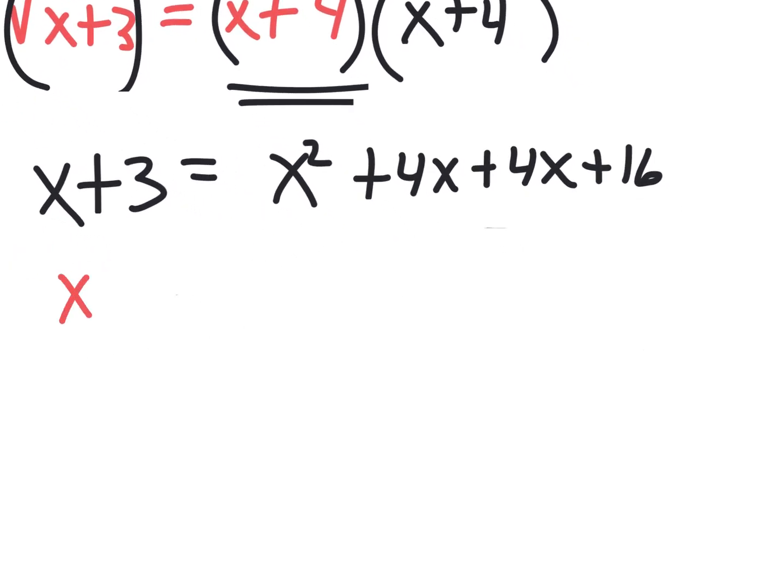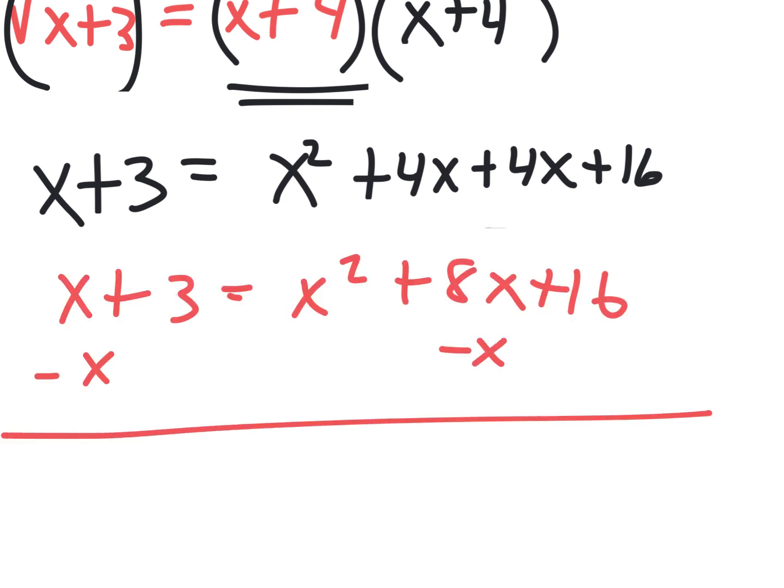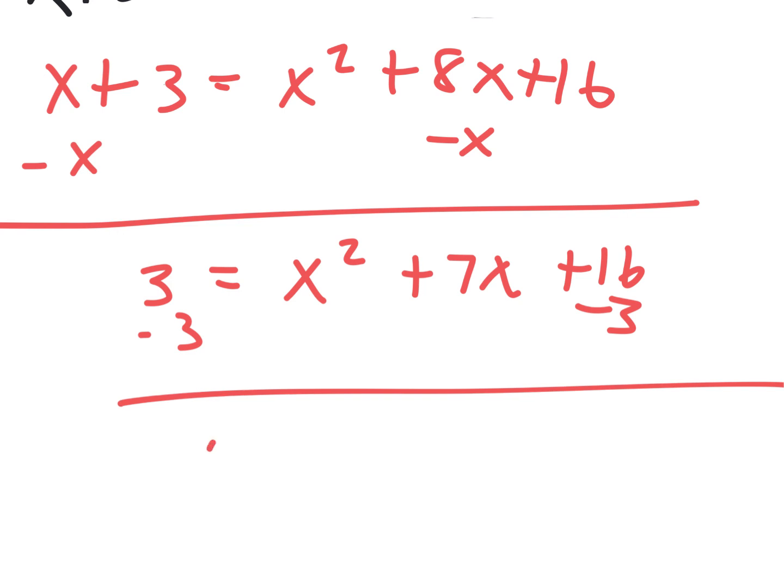All right, so you should add: x plus 3 equals x squared plus 8x plus 16, and then you would subtract x from both sides. But I wanted to put it to the other side. Well, then you'd have a negative x squared in front. Not a great idea. You want positive x squared plus 7x plus 16, and then I'm going to subtract 3, and it'll be 0 equals x squared plus 7x plus 13.